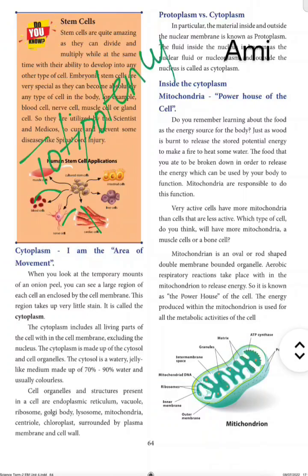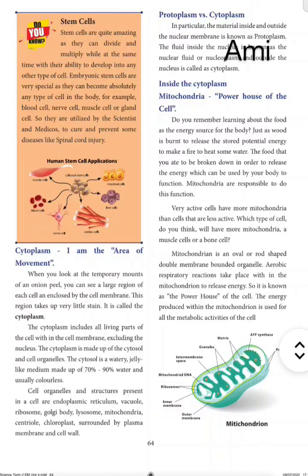So totipotency is the ability to multiply and divide to prepare other cells from self. That kind of capacity of the stem cell is called totipotency.